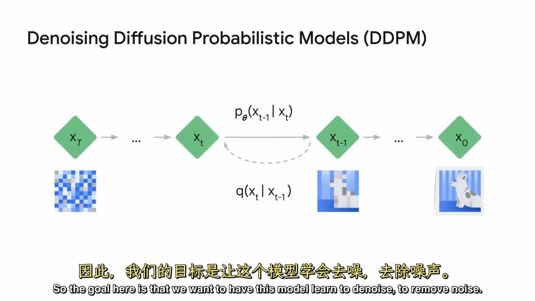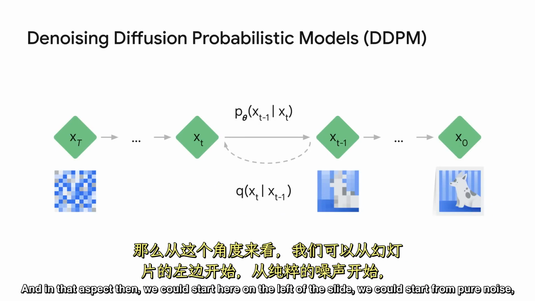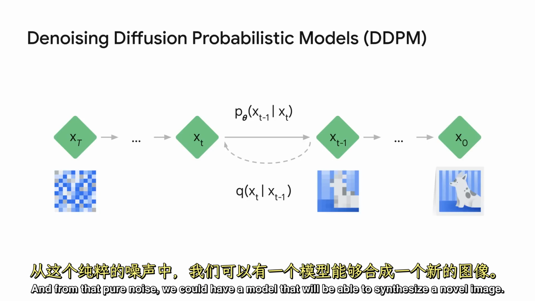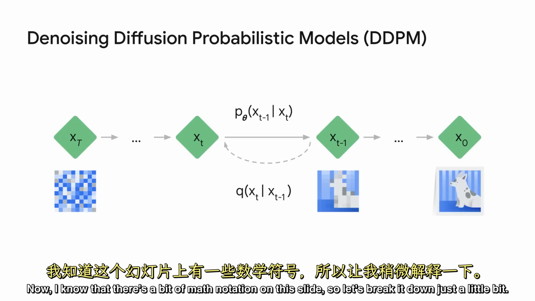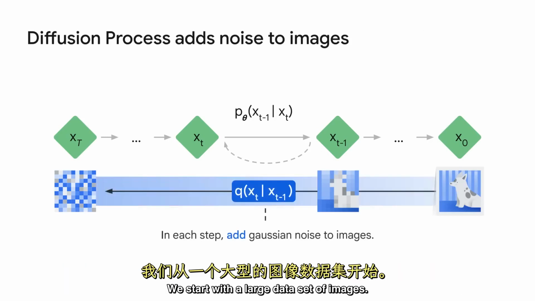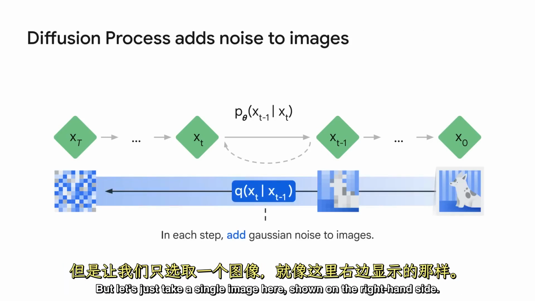So the goal here is that we want to have this model learn to denoise, to remove noise. And in that aspect, we could start here on the left of the slide, we could start from pure noise. And from that pure noise, we could have a model that will be able to synthesize a novel image. Now, I know that there's a bit of math notation on this slide, so let's break it down just a little bit. We start with a large data set of images. But let's just take a single image here, shown on the right-hand side.